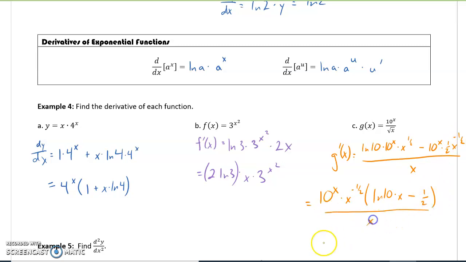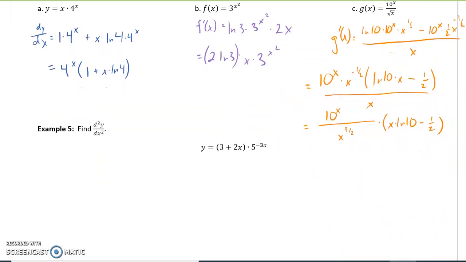And we can drop this down to the bottom. We'll get 10 to the x over x to the 3 halves times whatever's left, which is x times the natural log of 10 minus 1/2. And there are some other ways you can write that, but I think that's a fine way to write the answer. All right.